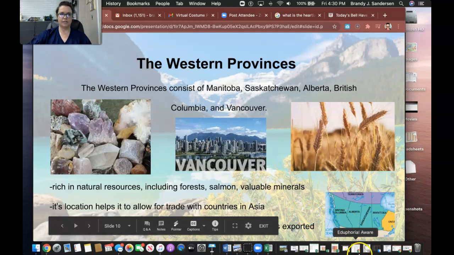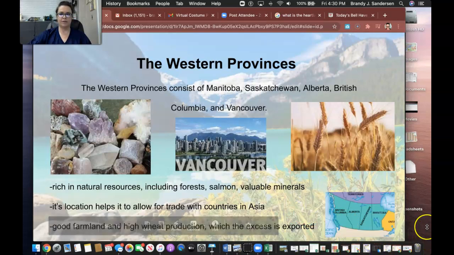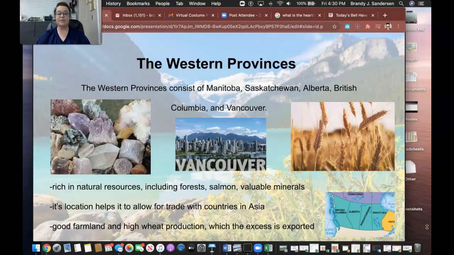There's a lot of good farmland here. Wheat production is really high, and most of that is exported out of the country.